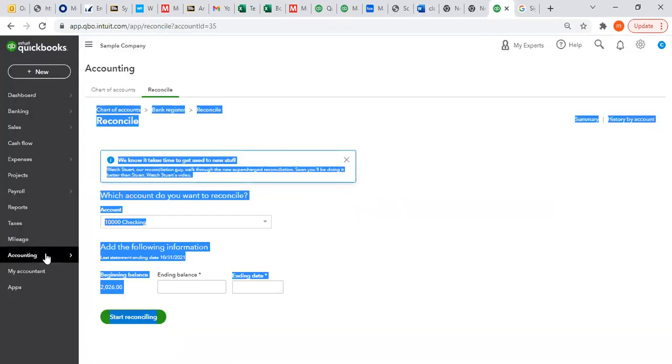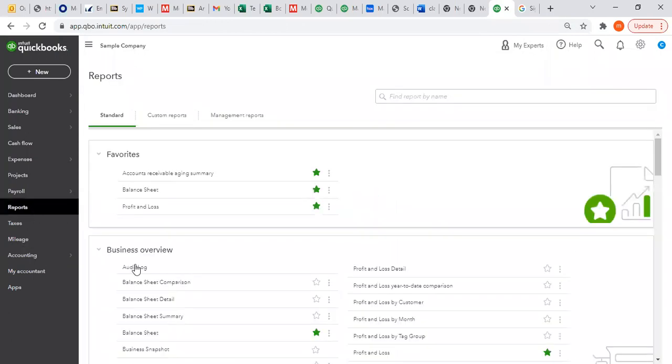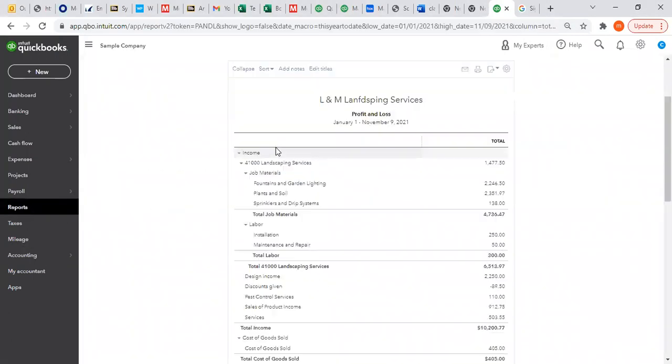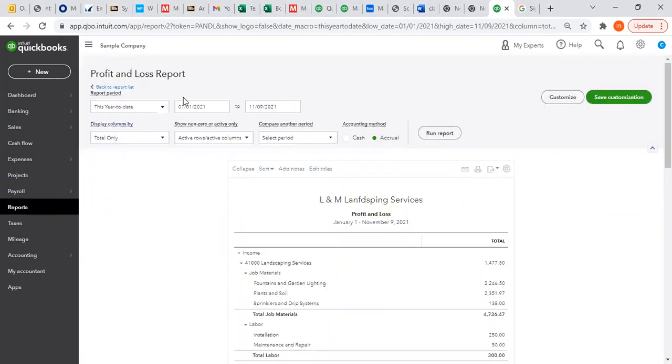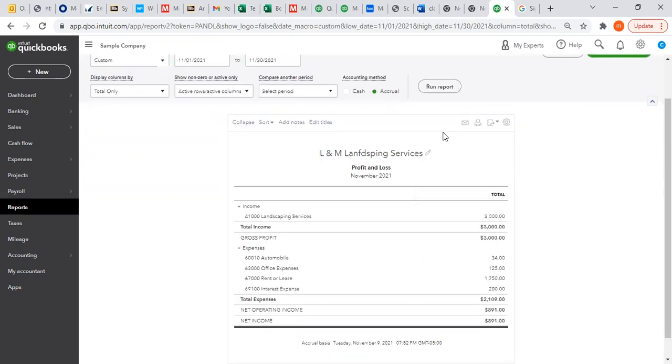So following the instructions, you go to reports, profit and loss. I showed a couple times how to change the date. On the top, you're writing November 1st to November 30th. Then you click on the right, run report, and you will see $891. Okay, so I'm going to send you the recording.